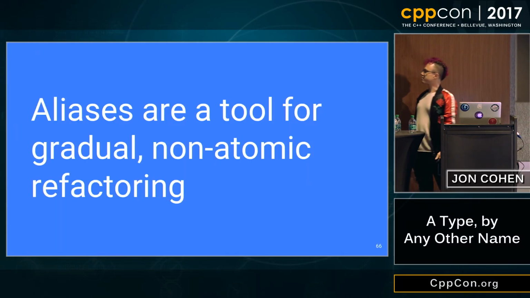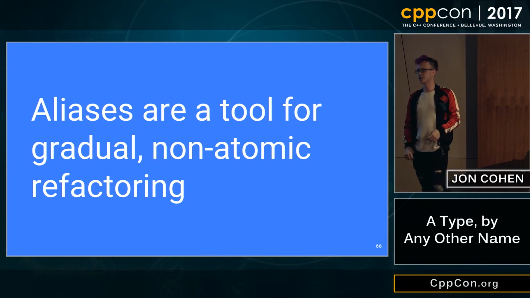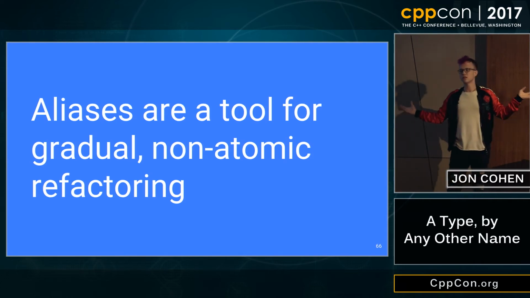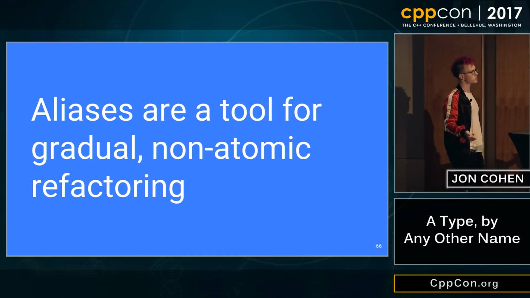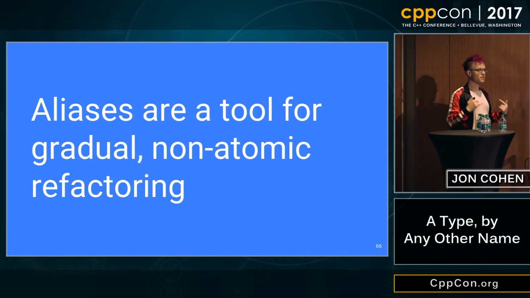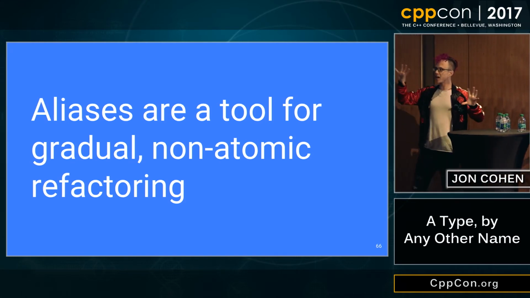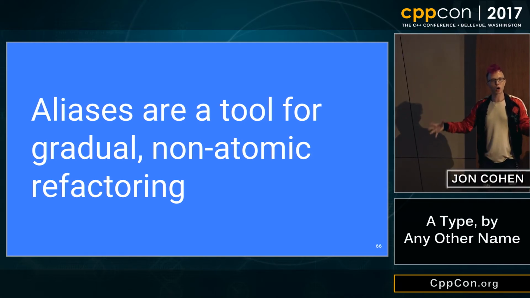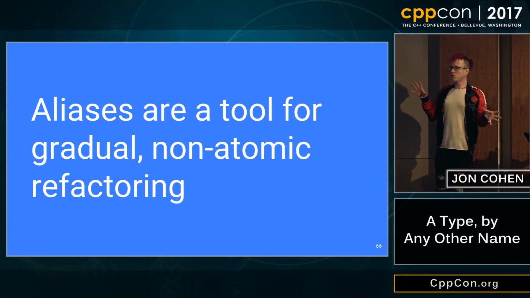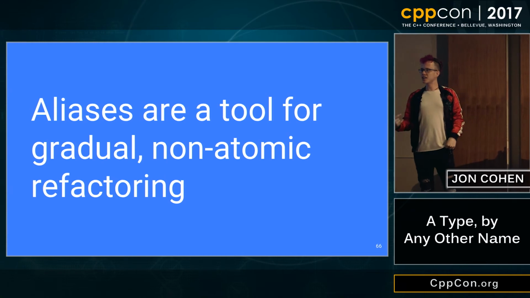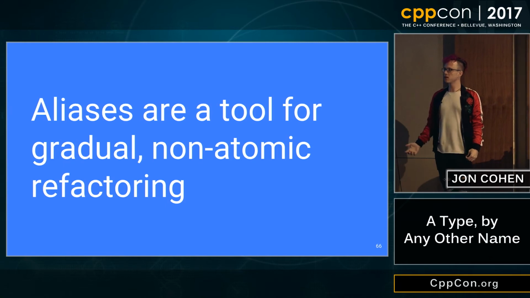So this is my claim. Aliases, while nice to give meaning, maybe you don't want vector of character, maybe you want player list or something, I don't know, in your game engine. I claim that really aliases are a tool for gradual non-atomic refactoring. They create the correct coupling between two names such that you can move piece by piece, change your dependencies, and do very, very large scale reorganizations of heavily dependent code in a pretty reliable way, and the only things that break it are pretty reasonable to not ask user code to do.